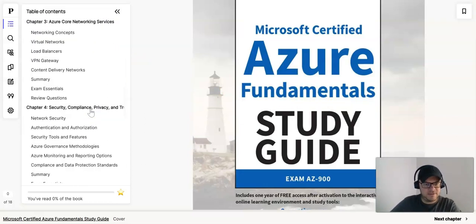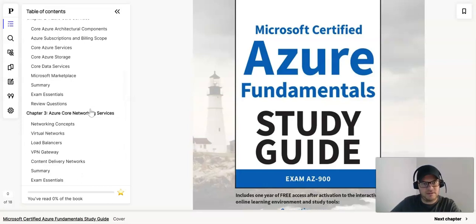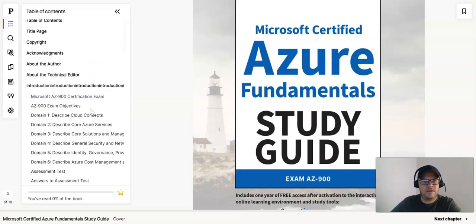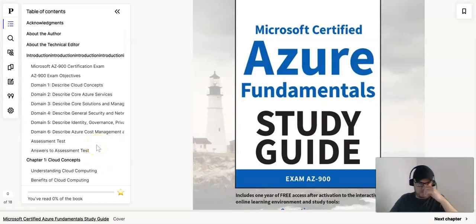So this study guide has 7 chapters, and every chapter covers the basics and the fundamentals for the Microsoft Cloud. So it has all the introduction for the Microsoft Certified exam in fundamentals, the exam objectives, the description of the cloud concepts, the description of the core services of Azure, the description of the core solutions and management in Azure, the general security and networks, identity governance and privacy, and the cost management in Azure. As always, these study guides from CVEX have an assessment test and the answers for the assessment test.